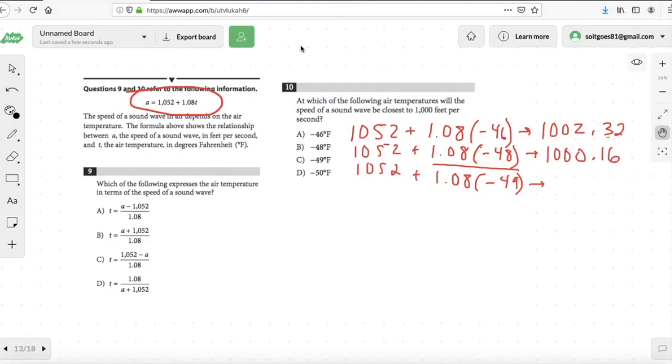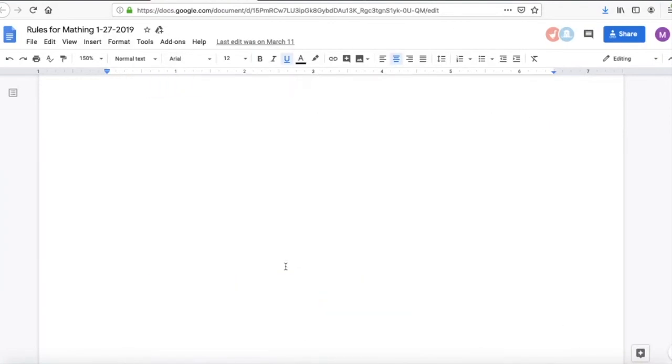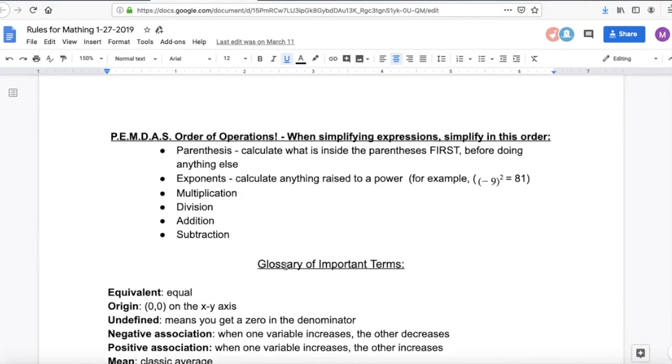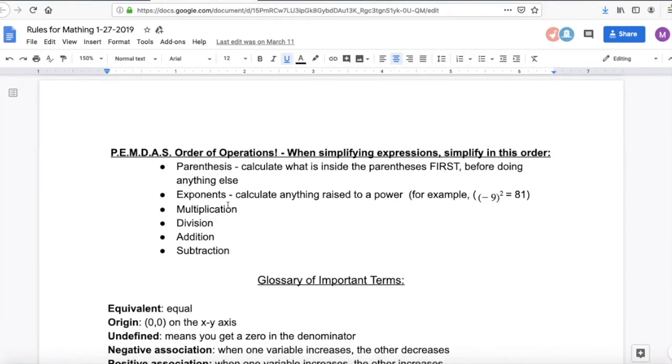Remember, this is kind of a PEMDAS thing, right? You've got to multiply first before you do the addition and subtraction. You guys familiar with PEMDAS? Okay. If you're confused about PEMDAS, by the way, I've got a section on the rules for mathing. I think at the very end, I've added it recently. Order of operations. Use that to guide you if you're working out the arithmetic.